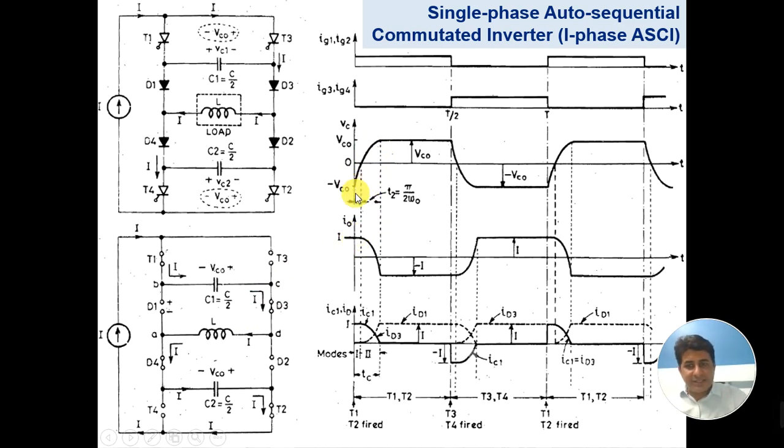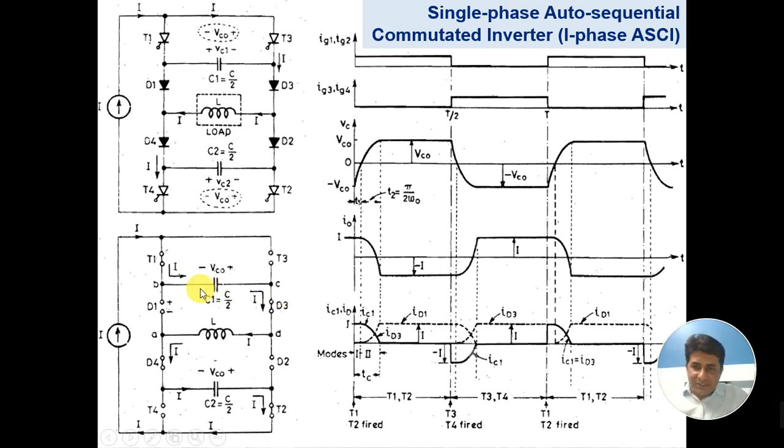When the capacitor starts charging, first of all, this capacitor will first discharge. This is the point when the capacitor is completely discharged. When the capacitor is completely discharged, at that time what happens? When the capacitor gets discharged, this negative bias which was coming at D1 vanishes, and the positive bias to D3 also vanishes.